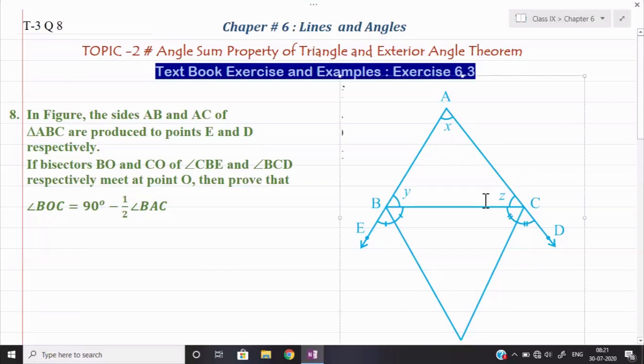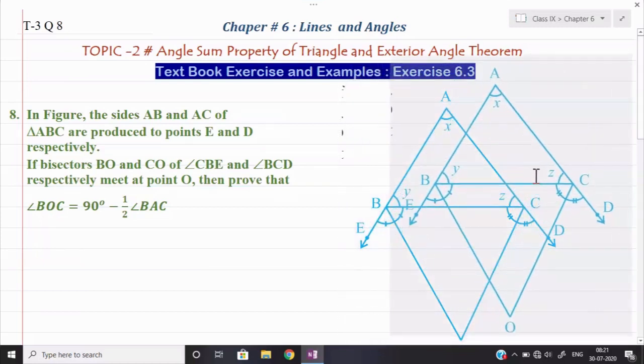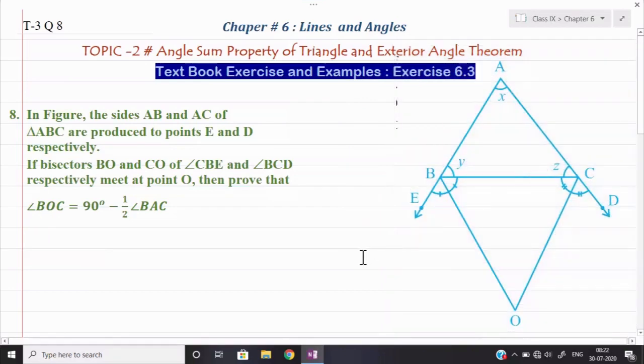I will take this figure a little bit up so you can see the figure neatly. Yes, now see, the bisectors are meeting at a point O. Then we have to prove that angle BOC, which is at the bottom, is equal to 90 minus half of angle BAC. Angle BAC is at the top, whose value is given here as X. Okay, so let us see how we can solve this question. It is a little difficult, but I hope we will solve it properly so the concept will be clear. First of all, I will write down the given things.